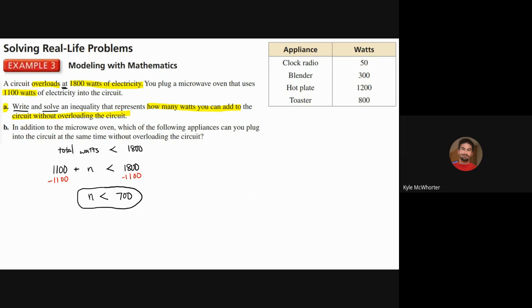So then part B says, in addition to the microwave oven, which of the following appliances can you plug into the circuit at the same time without overloading? So we're looking over here. So it has to be less than 700. So I can't do the toaster, that's more. I can't do the hot plate, that's too much. So all I can do, I can plug in the blender and the clock radio. Because then those two would be less than 700.